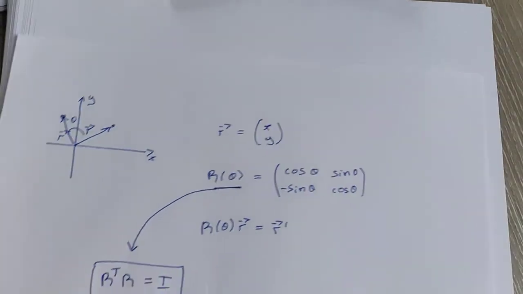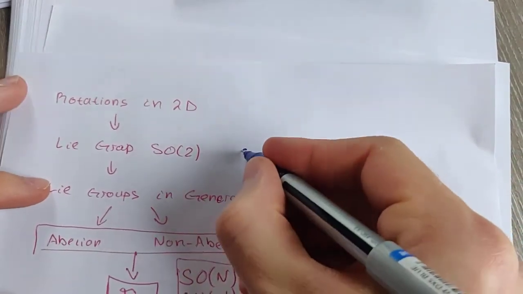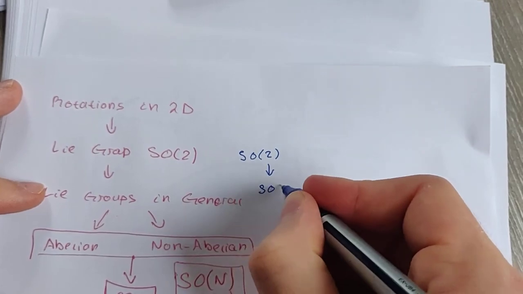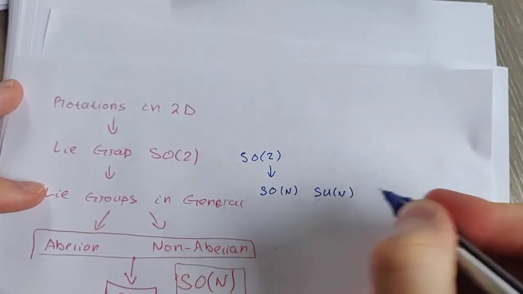Okay, so we've just finished this. Now I'm going to go into Lie groups in general. So I'm just going to generalize SO(2), which is what we've done now, into SO(N) and SU(N).